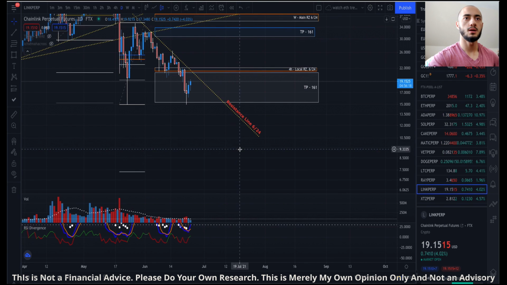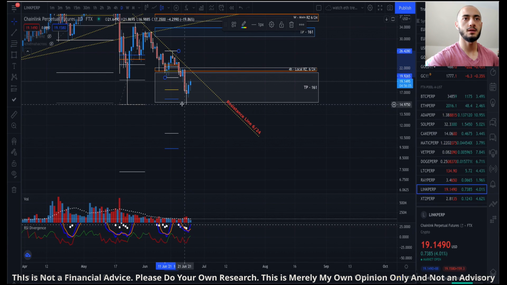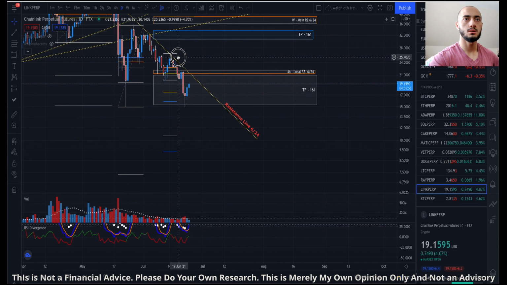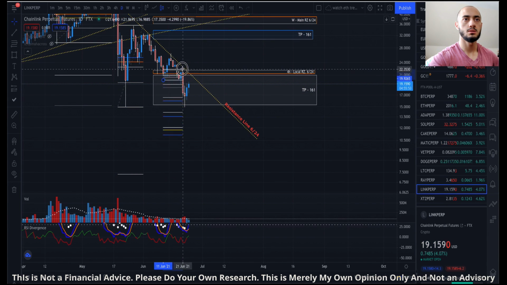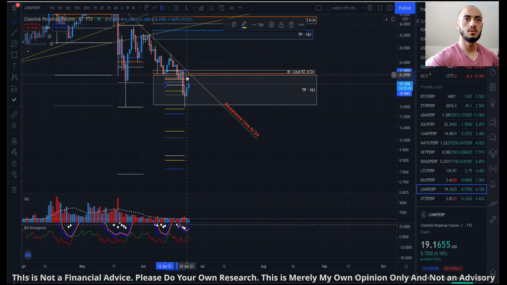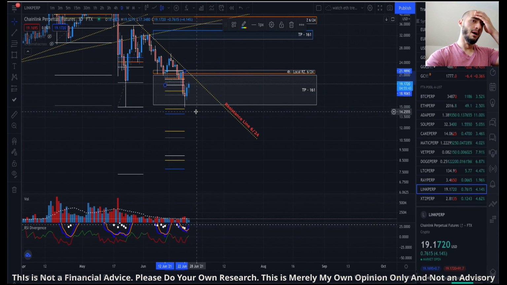So I think it's going to go test the rebound zone and do a retest, pull back.